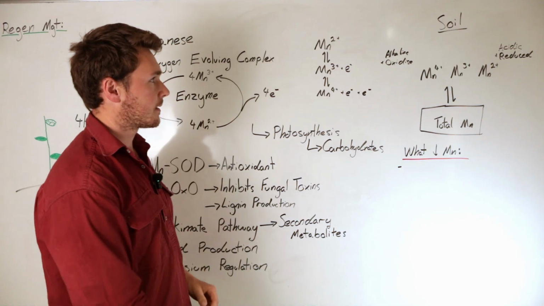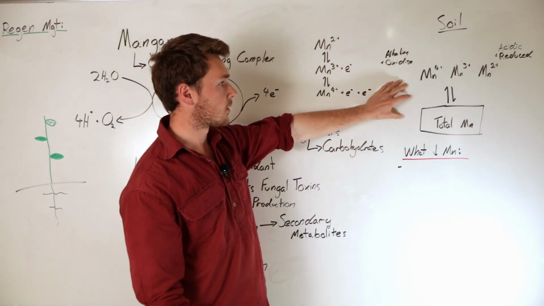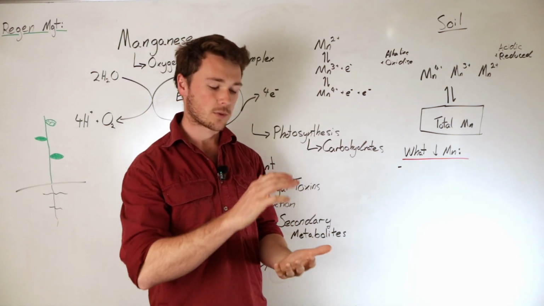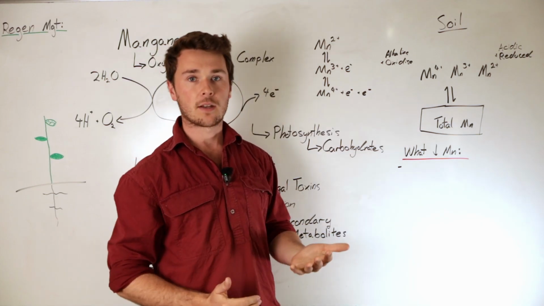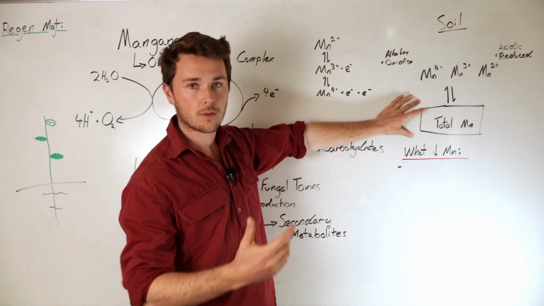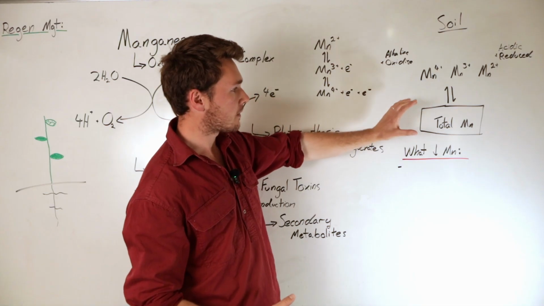So how do we actually manage this in our soil? In our soil, there's really two components. There's our total manganese, which is everything from what is available, but also all the unavailable components of manganese, either in the primary minerals or the secondary minerals in all their unavailable forms. That makes up our total manganese.